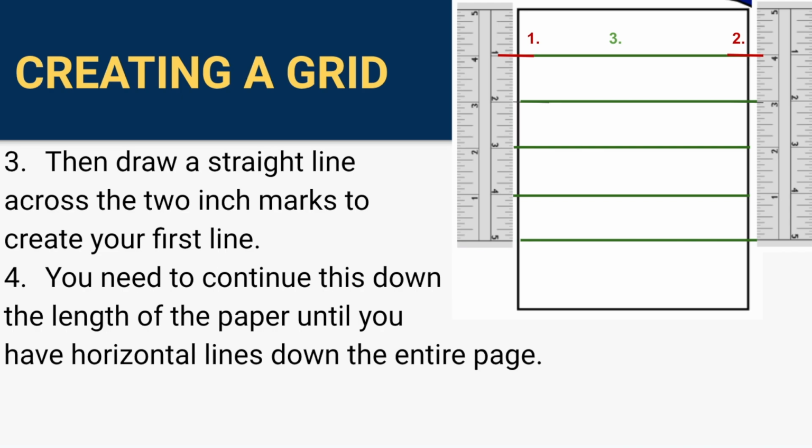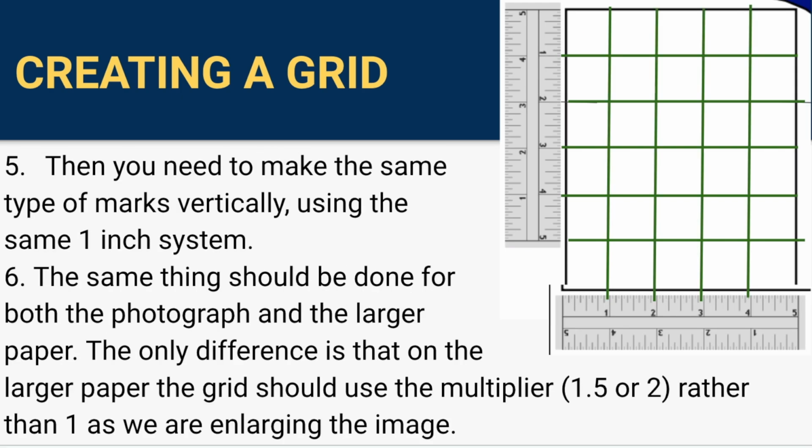So as you make tick marks, you're going to then take the ruler and draw lines across the page, and then you would do the same thing vertically.